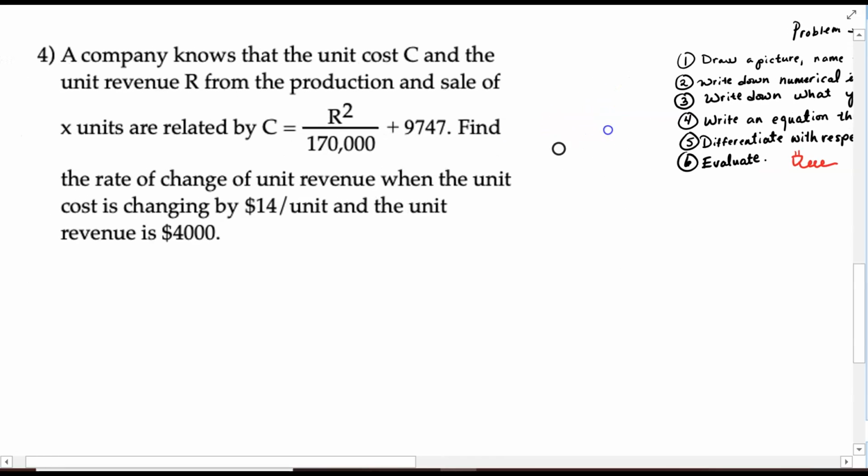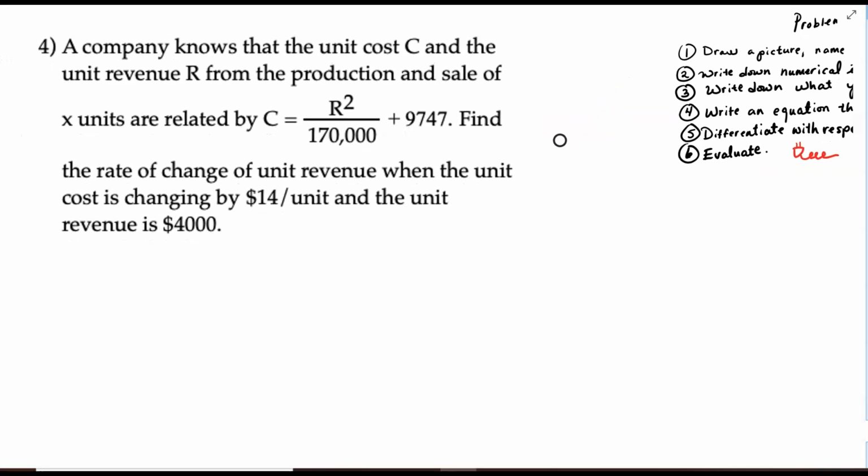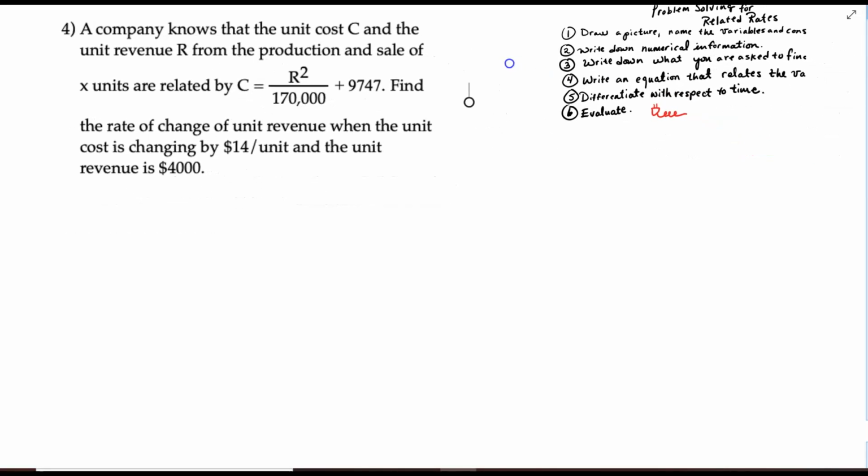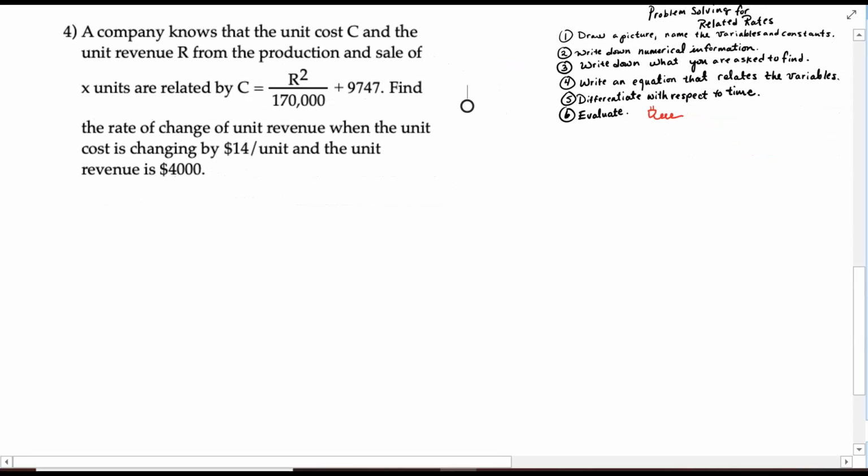Here's the first one. It says a company knows that the unit cost C and the unit revenue R from the production and sale of X units are related by C equals R squared over 170,000 plus 9,747. Find the rate of change of unit revenue when the unit cost is changing by $14 per unit and the unit revenue is $4,000. So that was a lot of information to soak in.